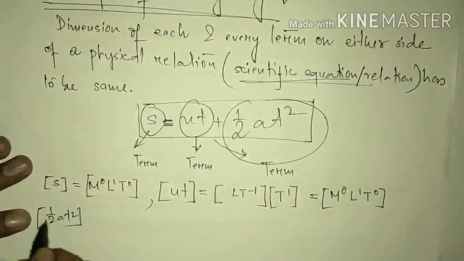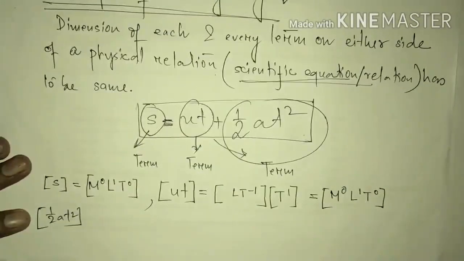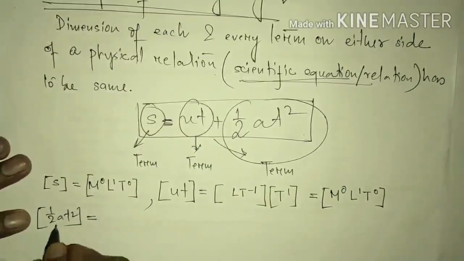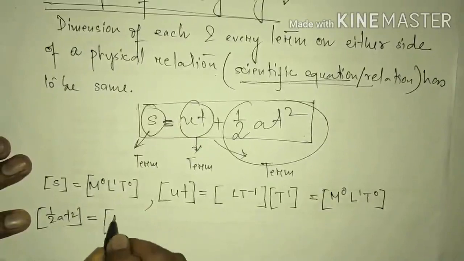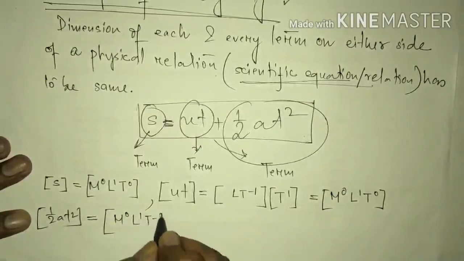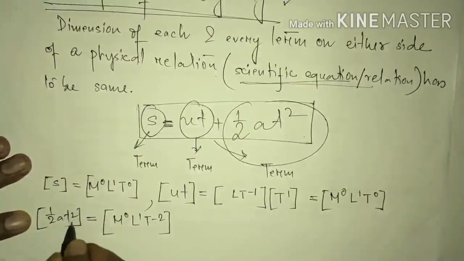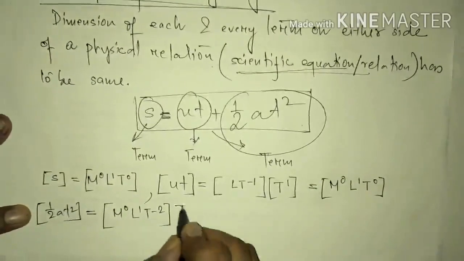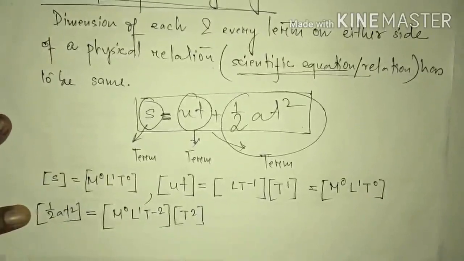As we know, half is a number, so it is dimensionless. It has got no dimension. Forget about it. What is the dimension of a? It is M to the power 0, L to the power 1, T to the power minus 2, and there is again a t square. So what is the dimension? T to the power 2.